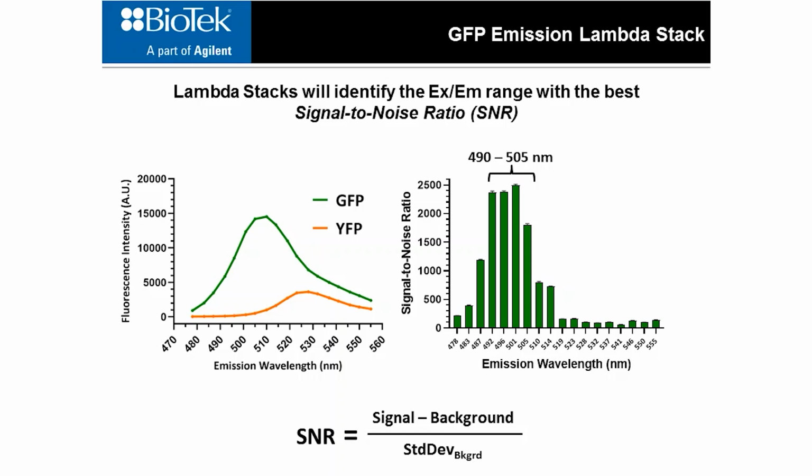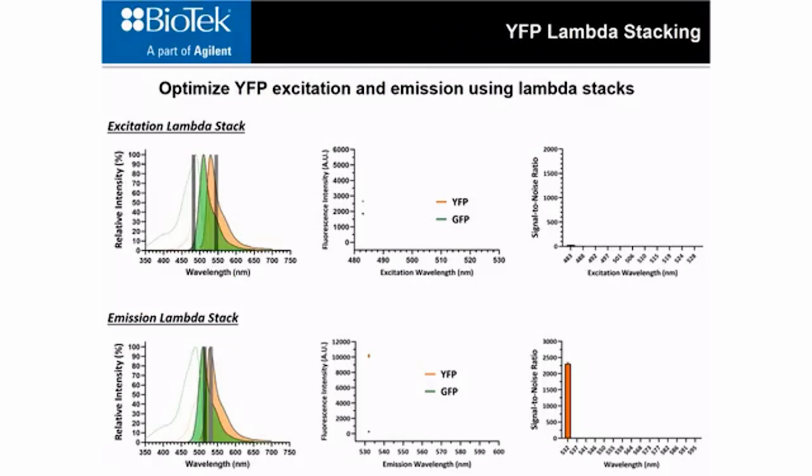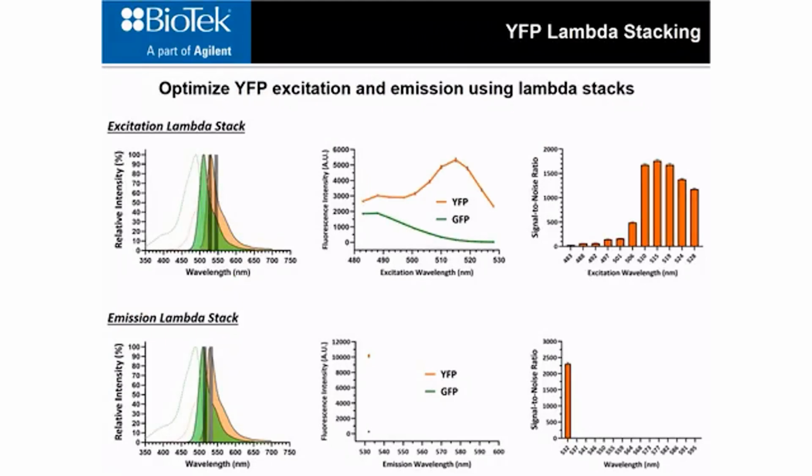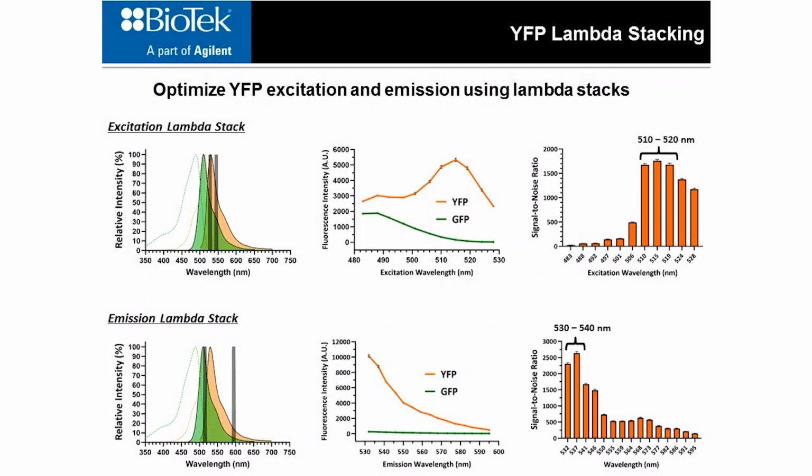Now, once you've established this for one fluorophore, you could then do this again with another fluorophore. As I'm showing here, you could do this for YFP. You could establish the range that gives you the best signal-to-noise ratio for the YFP's excitation, as well as build a lambda stack to get the ideal range to get your signal-to-noise ratio for your emission as well.